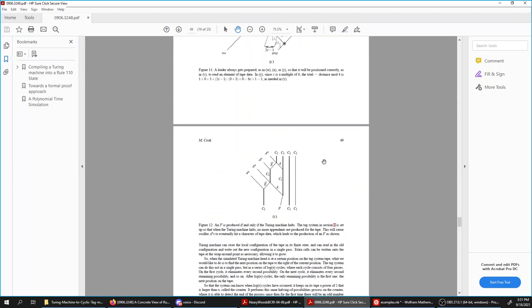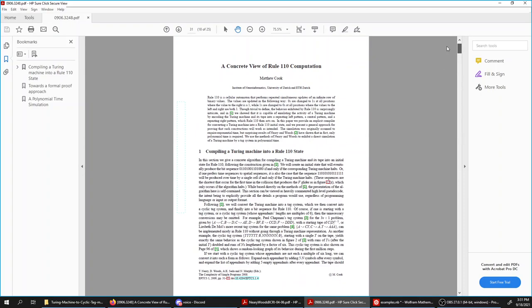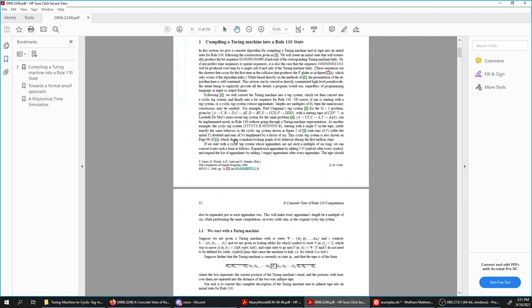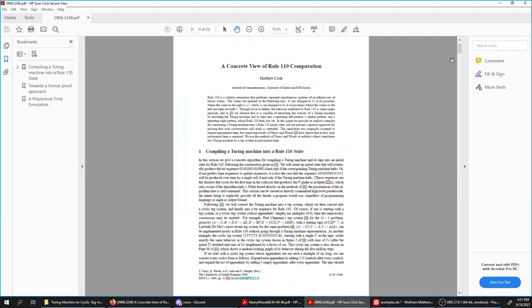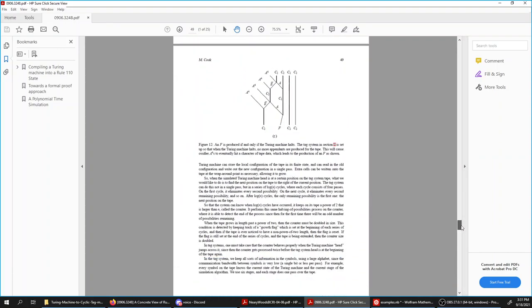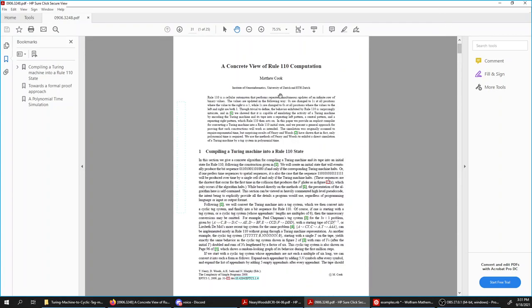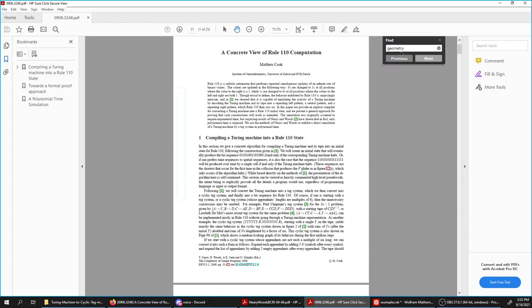Let me just show you something else, which is kind of cool, really quick in the abstract. Let me see. Apparently there's this question. I know how to find it. Why is Control F not working? Oh man. Okay. There we go.